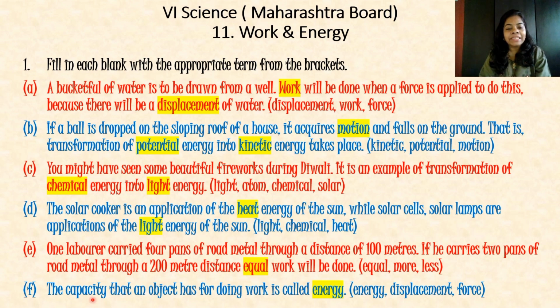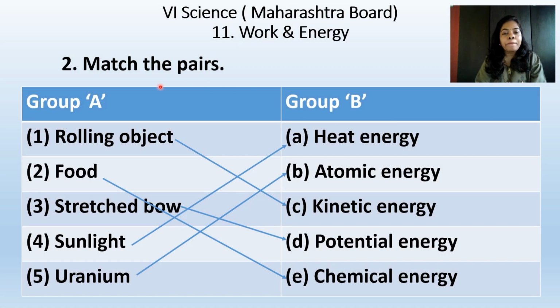F. The capacity that an object has for doing work is called dash. The answer is energy. Next one, children, match the pairs. Group A and Group B. Rolling object. The answers are marked here, children. Is having kinetic energy because it is moving.